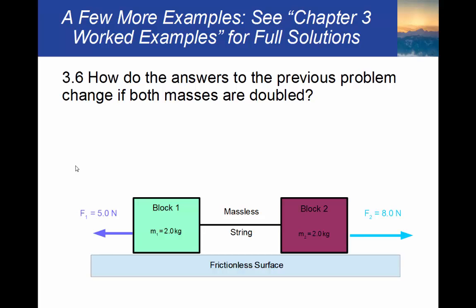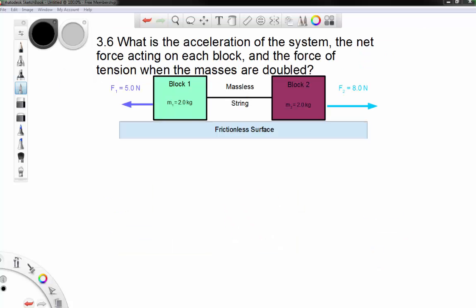So now the question is, suppose we double both masses. How do the answers to this previous set of examples change if we do that? All right, so this is a relatively long example compared to the others because it's basically asking us to duplicate all the work that we've just done. But this also should serve as a nice double check that you follow what it is that we've done so far.